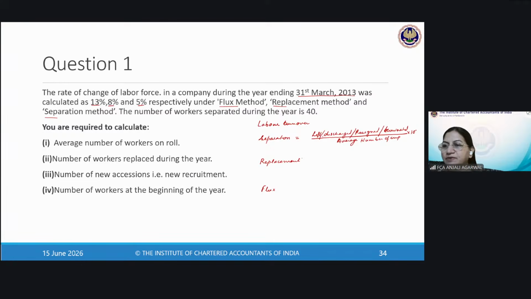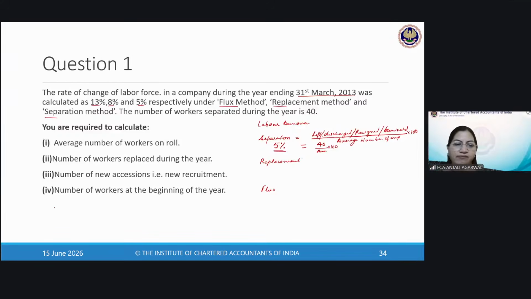Into 100, this will give you a percentage. So here, you can see 13% is flux, 8% is replacement, and 5% is separation. So 5% is the answer for labor turnover using the separation method. It is also saying how many workers separated during the year, that's 40. So if you calculate this, 40 divided by average number of workers into 100 gives you 5%.